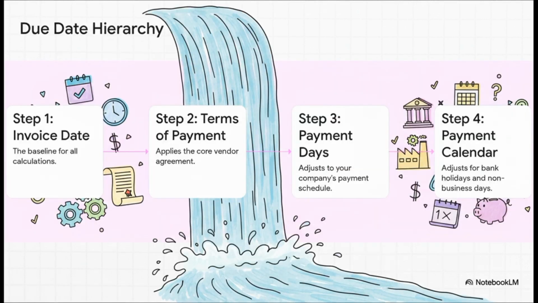And here you can just see the logic laid out. It's like a waterfall. It's this brilliant, multi-step process. It starts with the invoice date, that's our baseline. Then, boom, it applies your vendor's payment terms. But it doesn't stop there. Next, it looks at your company's schedule. Maybe you only cut checks on certain days. And finally, it checks the bank's calendar, so you don't accidentally schedule a payment for a public holiday. Each step refines the date until it's perfect.